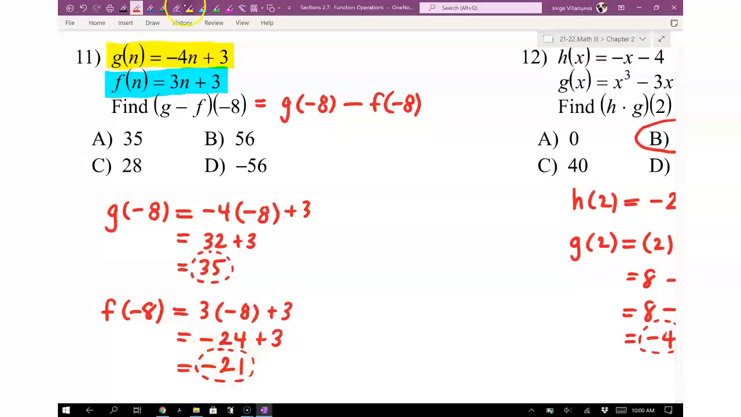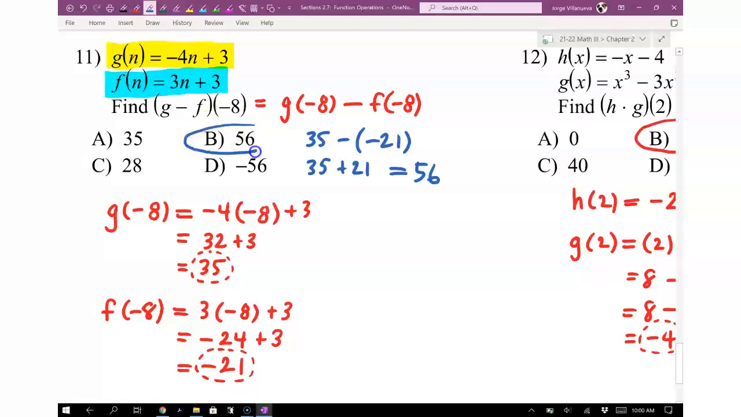So let me go ahead and plug it in to this part right here. Okay, so I'm going to plug it into there. So g of negative 8, that's going to be, let me use a different color here. g of negative 8 is 35 minus f of negative 8 is negative 21. Well, minus a negative really means plus, right? So 35 plus 21, that's 56. That's B.